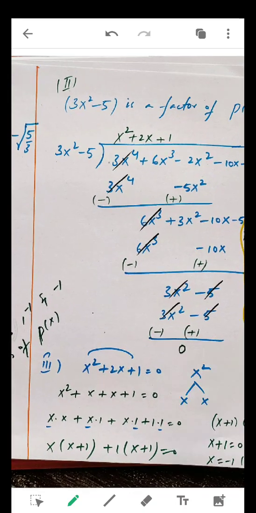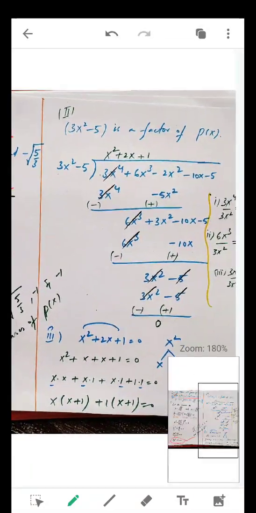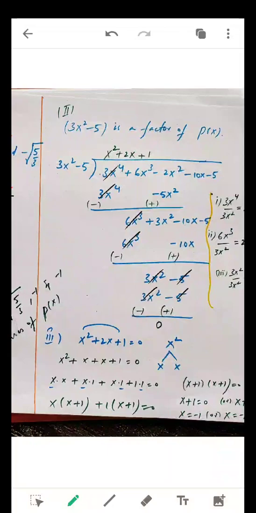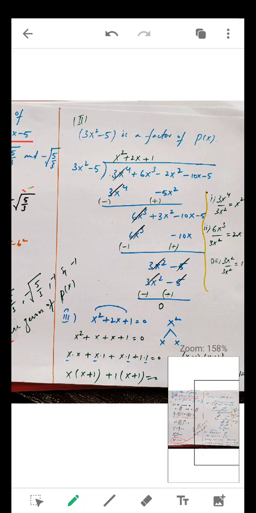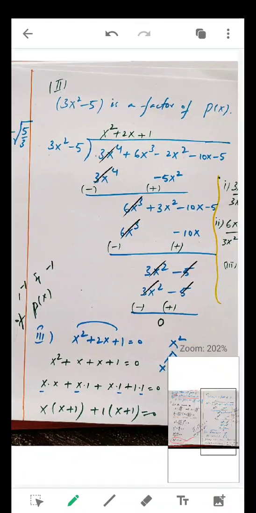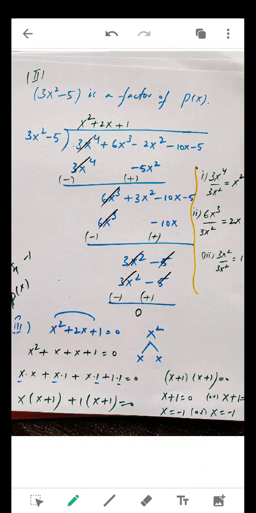This is not a new concept for you now. You have done this in 9th also. But to still recollect your knowledge, let's see how to divide. So I am dividing the given polynomial, that is 3x power 4 plus 6x cube minus 2x square minus 10x minus 5, with 3x square minus 5, which we got just now. So everybody knows the rules of division. You can see the steps here.